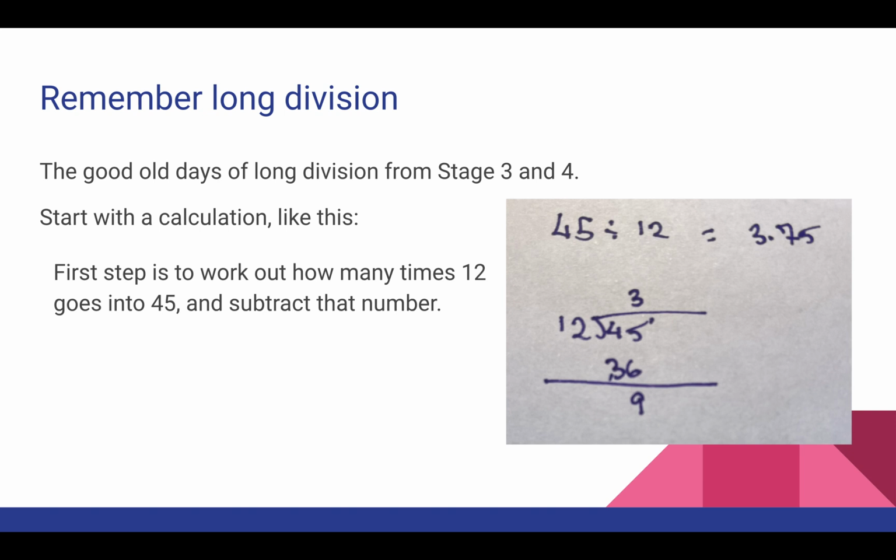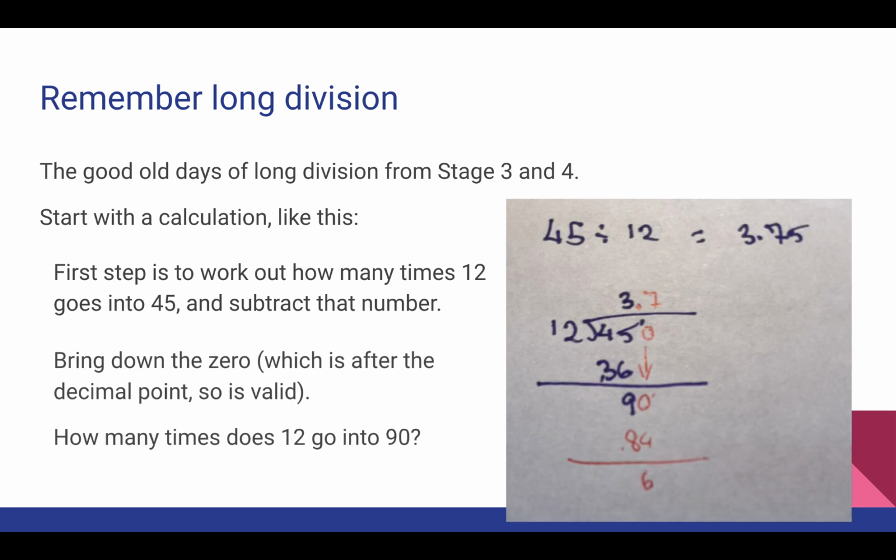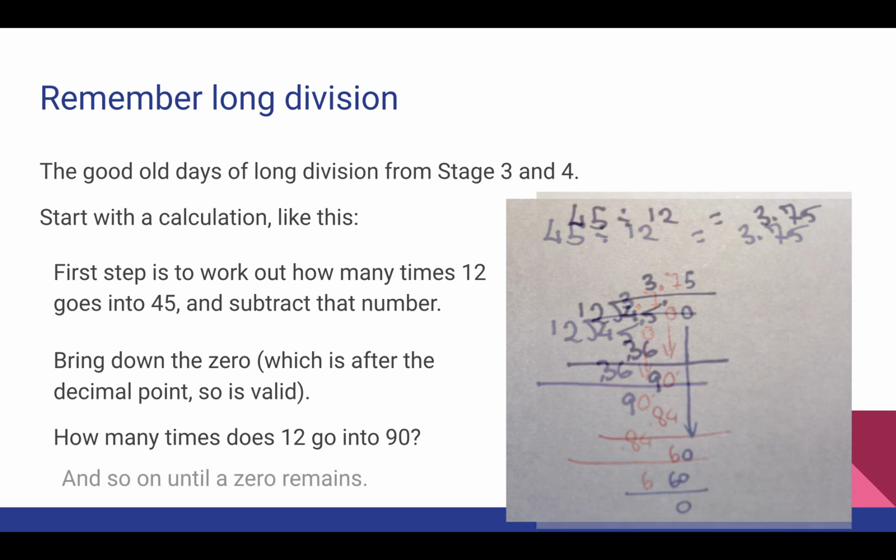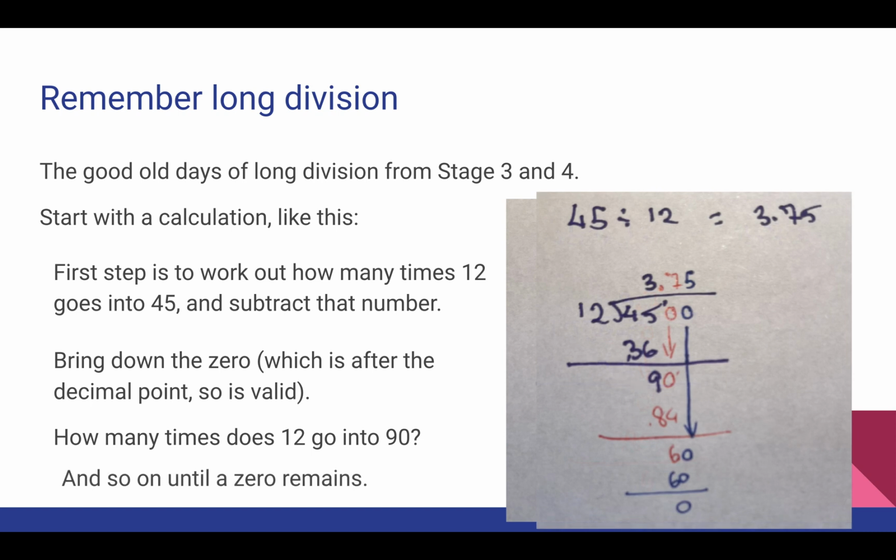And so therefore 12 times 3 is 36. We subtract 36 with a remainder of 9. Bring down the next number, which is after the decimal point, so it's a 0. And so we now have, how many times does 12 go into 90, which is 7. So we subtract 12 times 7 is 84, leaving 6 as the remainder. And finally, bring down the next 0, so 60. How many times does 12 go into 60? 5 with 0 remainder. And that's how we work out long division.